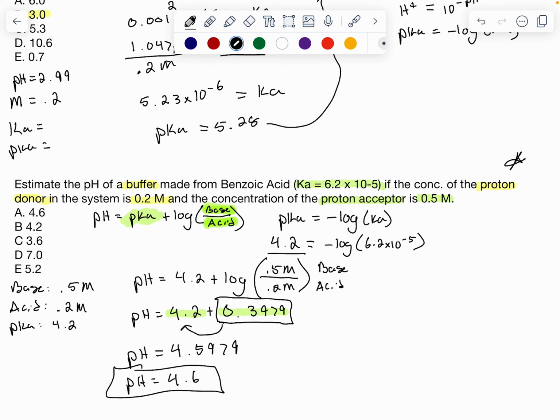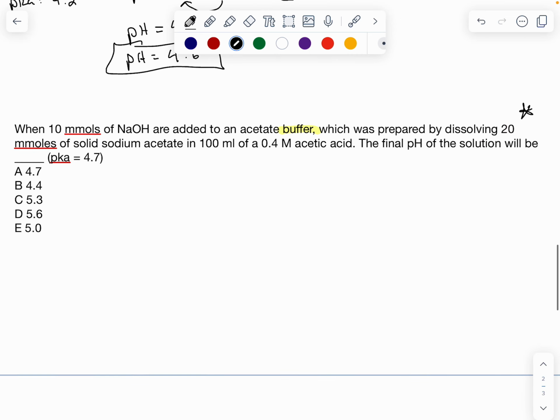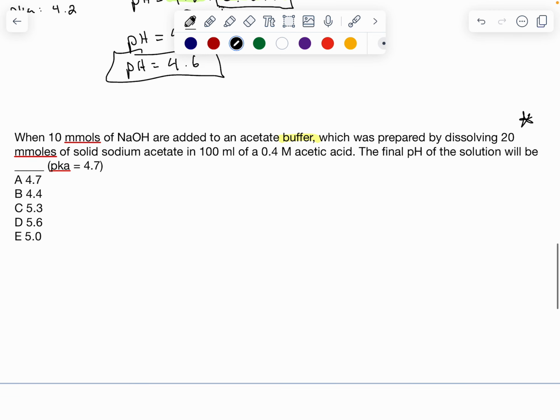Now, this is a pretty simple form of a buffer, but what if we challenge ourselves and do a little bit more challenging of a buffer? Let's say we add some more base to the solution and throw off the whole buffer system. So we'll look at this question.